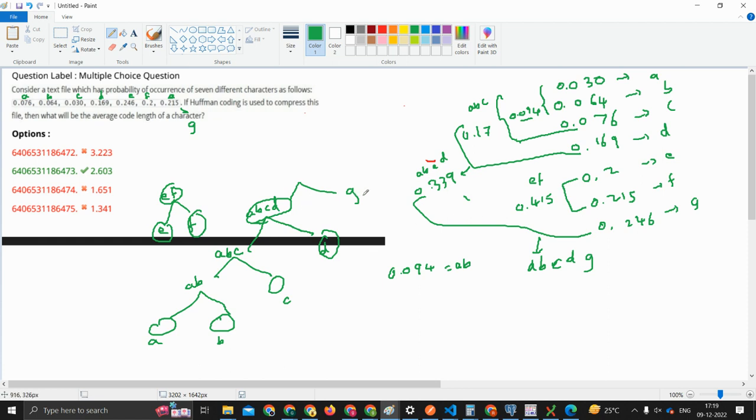So A B C D and G is over here, and they sum up to ABCDG. And the total sum for this is... I think we do not have anything left, no? Only two.